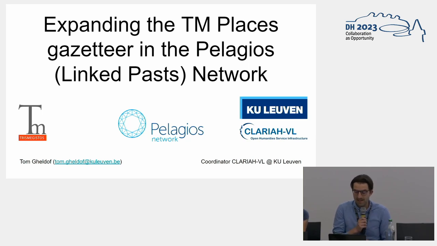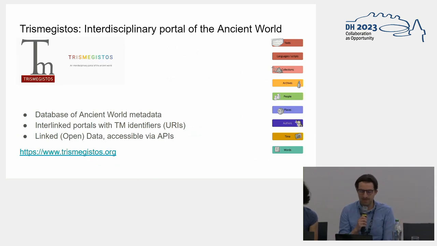In a nutshell, it's an interdisciplinary portal of the ancient world. So it consists of many sub-pages, which you can see a few on the right side of this slide, that all contain metadata about ancient world texts. They are interlinked via the so-called Trismegistos or TM identifiers in the form of URIs, and ideally, it's in the making, they all form a linked open data ecosystem that is accessible via APIs.